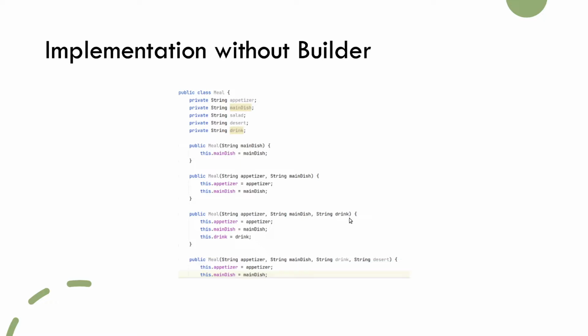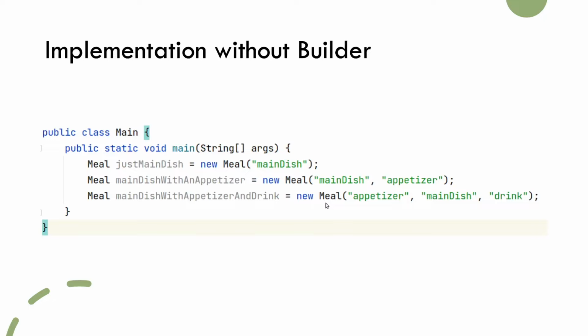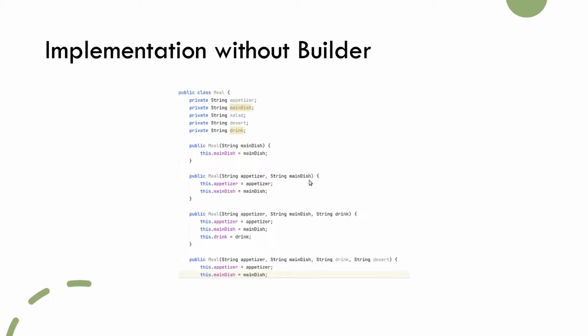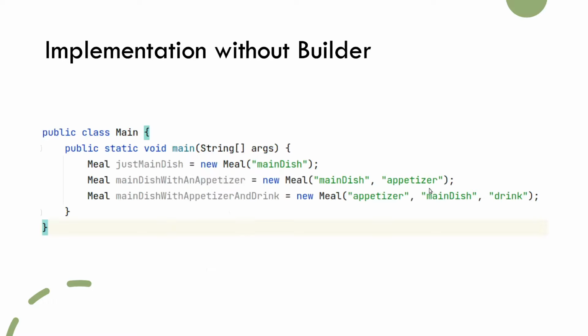Now, let's have a look at how the client code would look like. We clearly see that we need to know what kind of constructors the meal class supports, and with that create appropriate objects. But if we take a closer look at the main dish with an appetizer object and how it is created, and go back to the implementation of the meal class, we will notice that we have mixed up the main dish and appetizer arguments, which is a common mistake when creating complex objects.